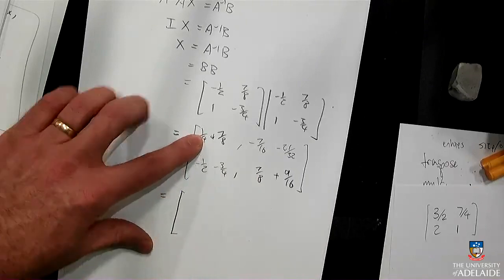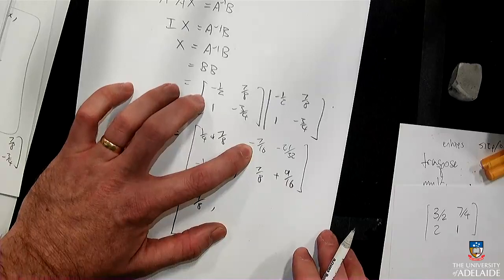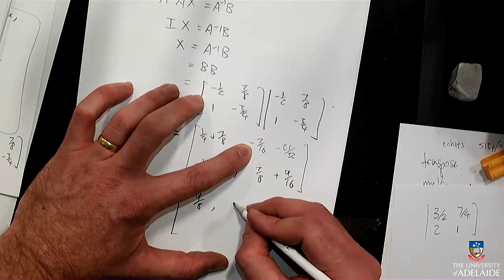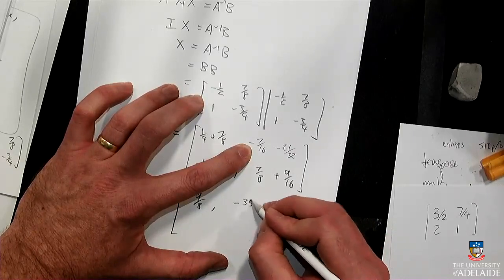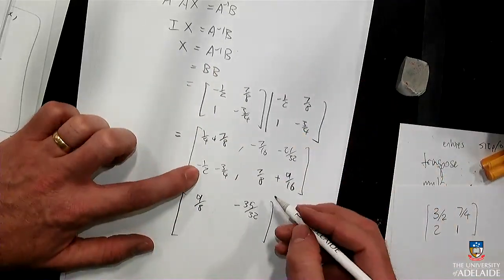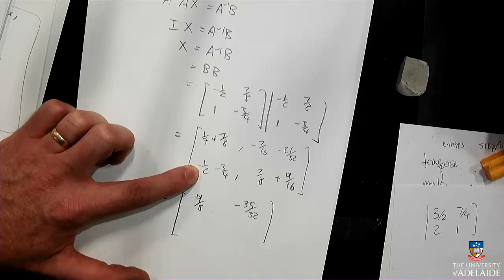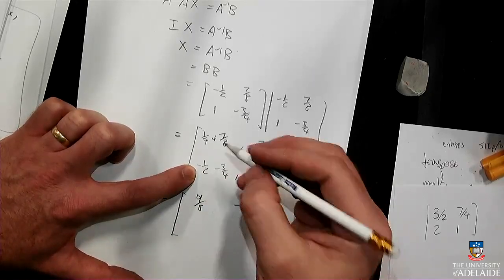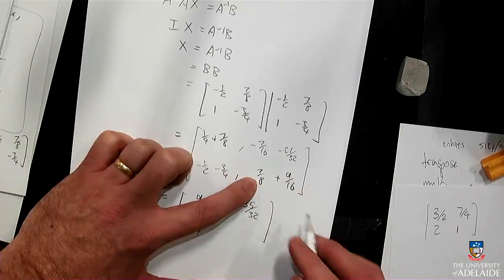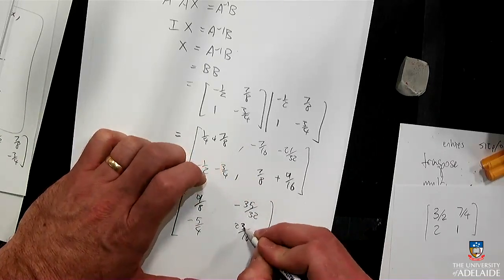So 1/4 is 2/8, so we get 9/8. And 7/16 is the same as 14/32. And so we've got minus 35 over 32. Probably don't need the comma now. A half minus 3/4 is 2/4 minus 3/4. So minus a half minus 3/4 is minus 2/4 minus 3/4, so minus 5/4. And this would be 14/16 plus 9, which is 23/16, which is the answer.